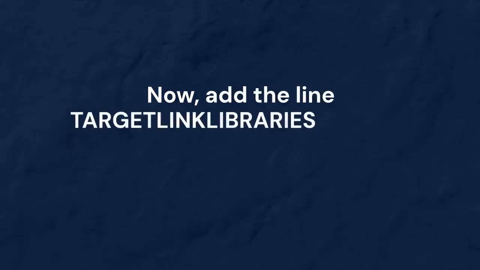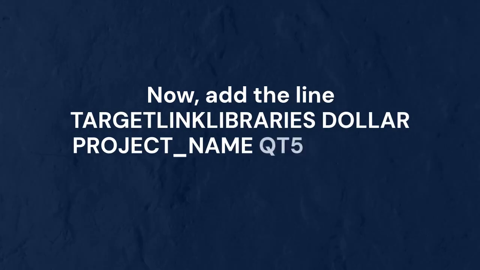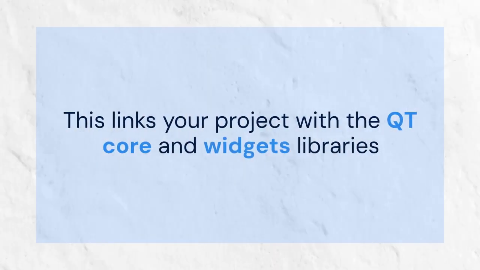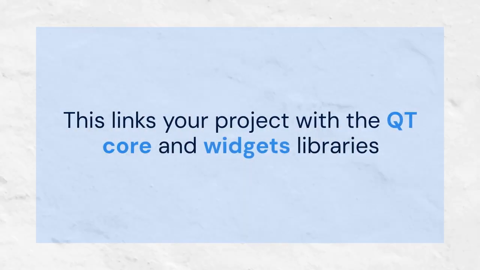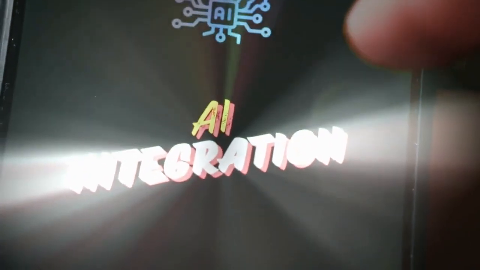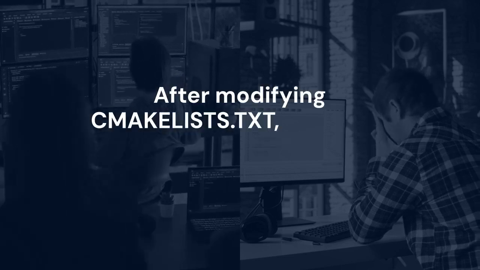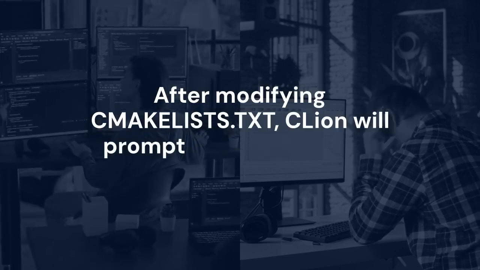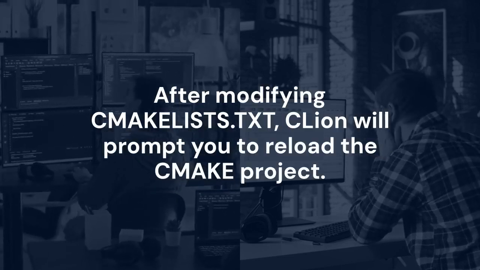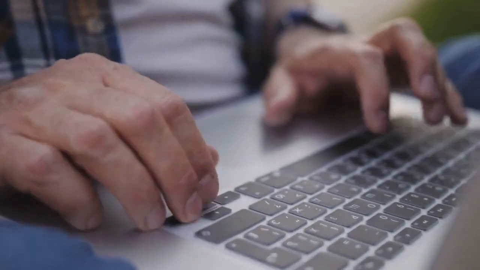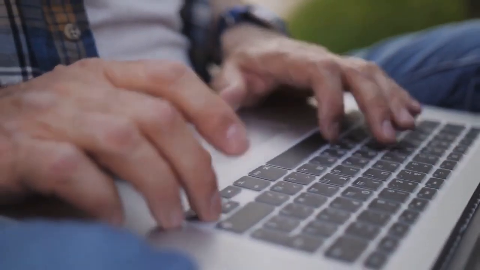Now, add the line target_link_libraries, ${PROJECT_NAME}, Qt5::Core Qt5::Widgets. This links your project with the Qt Core and Widgets libraries. Replace Qt5::Core and Qt5::Widgets with other Qt modules you are using. After modifying CMakeLists.txt, CLion will prompt you to reload the CMake project. Click Reload CMake project. CLion will now index the Qt headers and libraries.